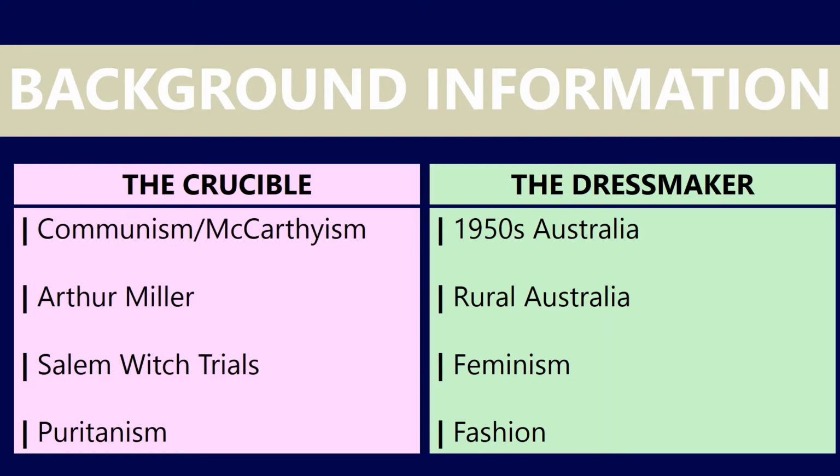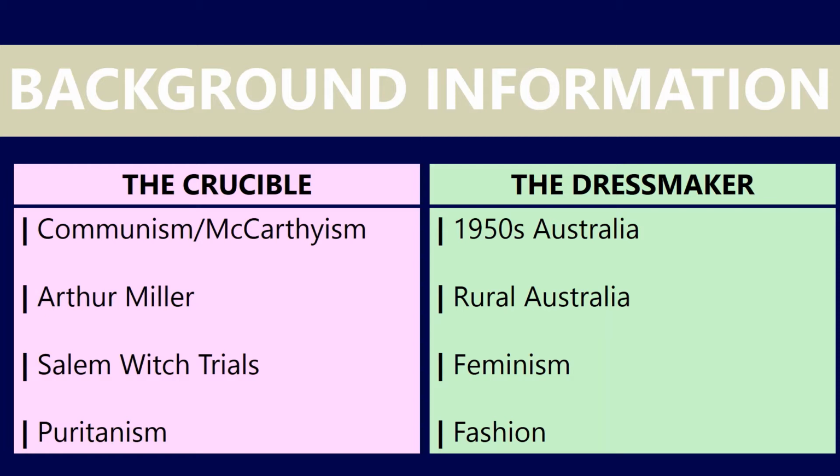When it comes to The Dressmaker, yes, we're looking at 1950s Australia. So again, earlier on this year, we looked at The Golden Age, which is set in 1950s Australia. We're doing the same thing here. In fact, for our 4 texts at our school, each text is either set in the 1950s or was made in the 1950s. As well as that, we'll look at rural Australia, so looking at country towns, especially in the 1950s. We'll touch on feminism and fashion as well when it comes to The Dressmaker.